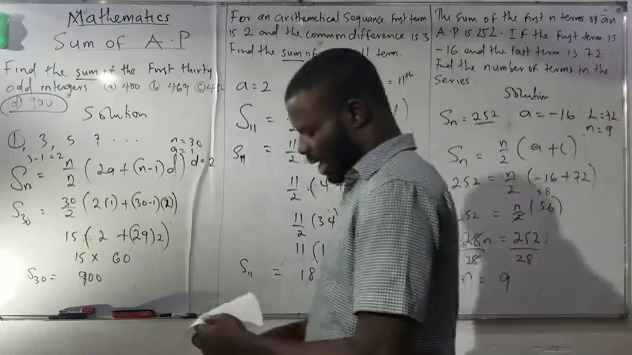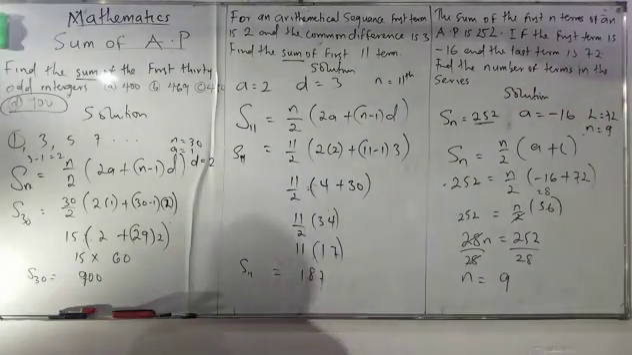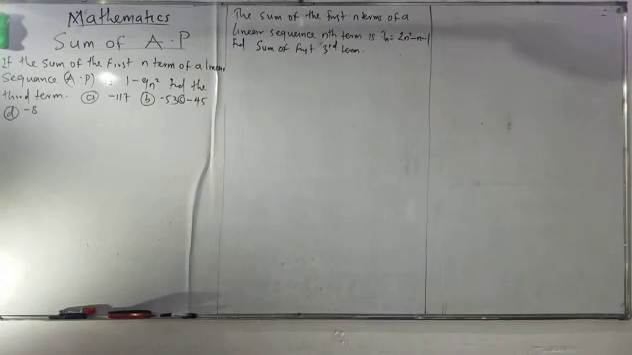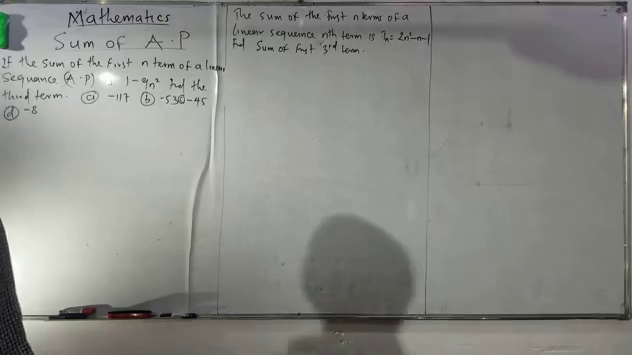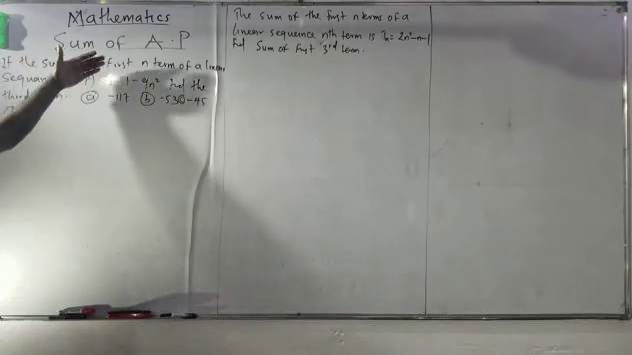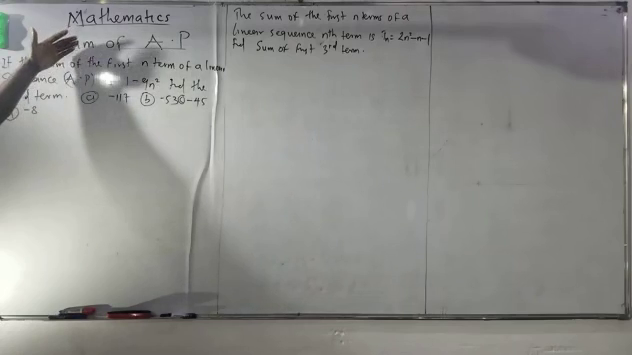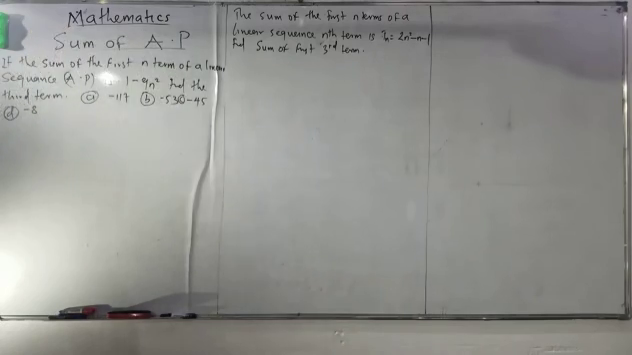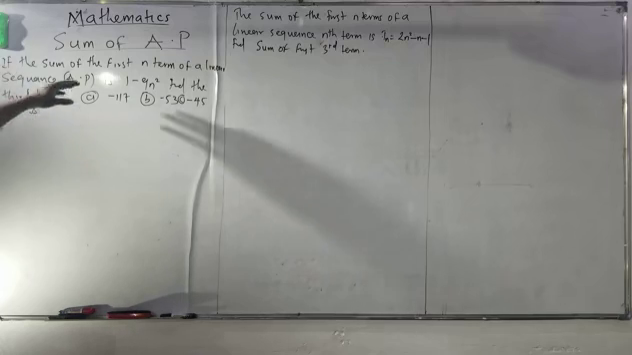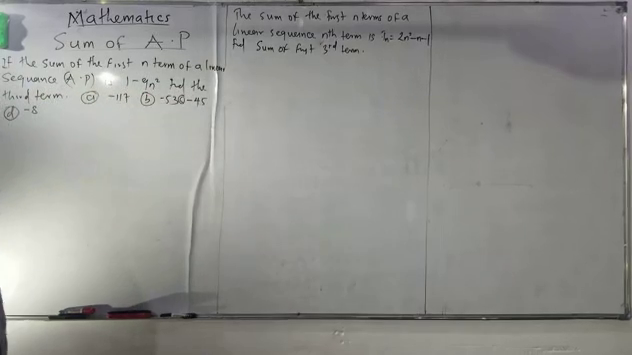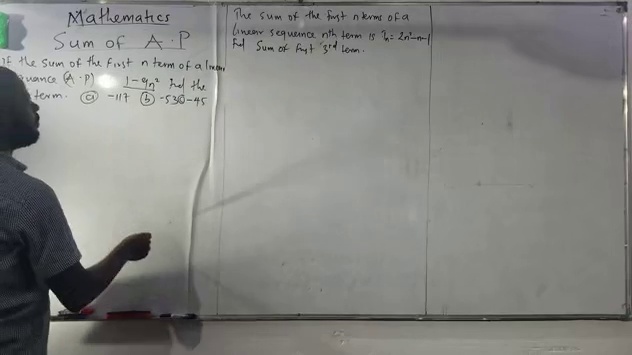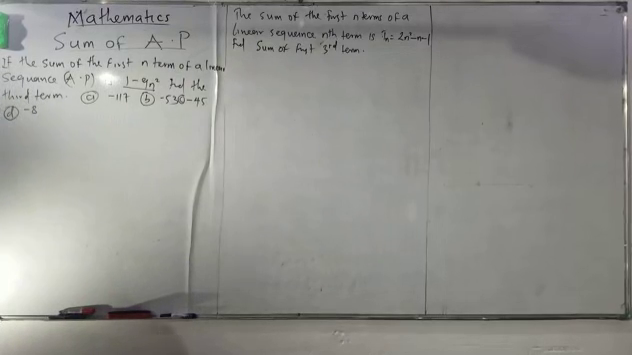Now, permit me to write some questions also, if time permits me. Okay, I still have time. Okay, look at this question. The sum of the first n terms of a linear sequence, AP, is this. Find the third term. Now, how do I solve this problem?